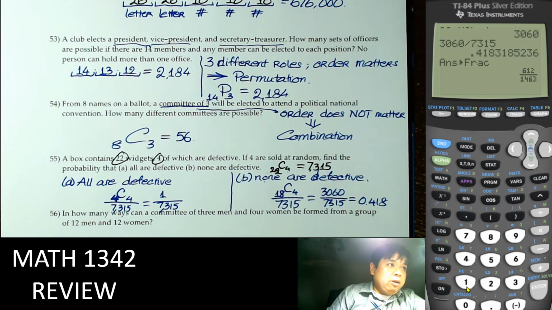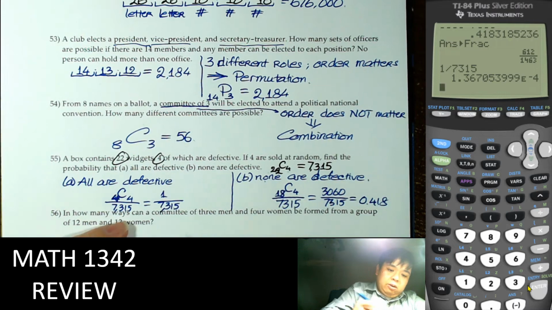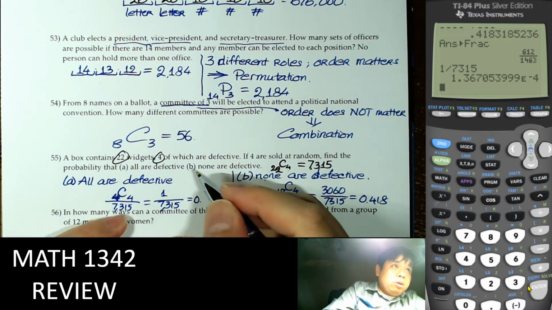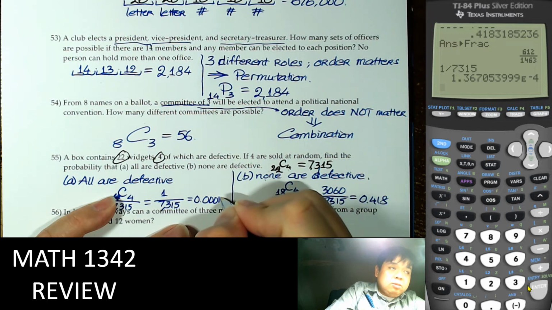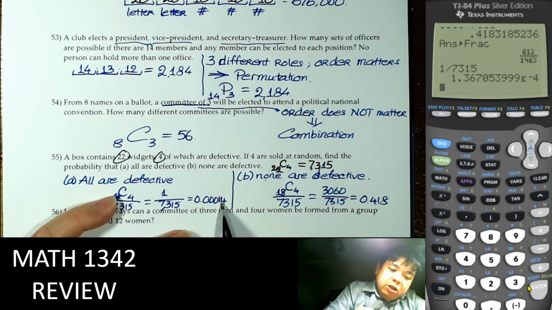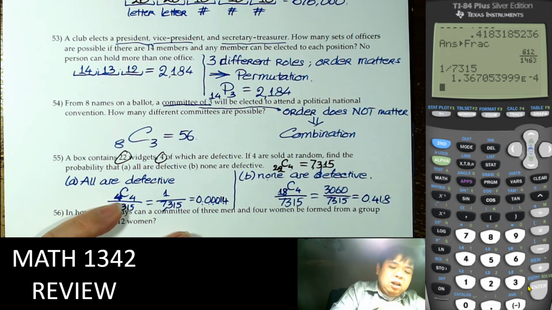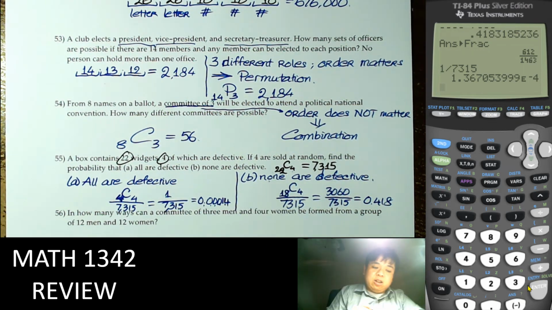I would take 1 divided by 7315. Alright, that is 0.00014. Right. So original decimal here, I move 1, 2, 3, 4 to the left. But of course, you can just give the answer in the fraction form. Be perfectly fine.